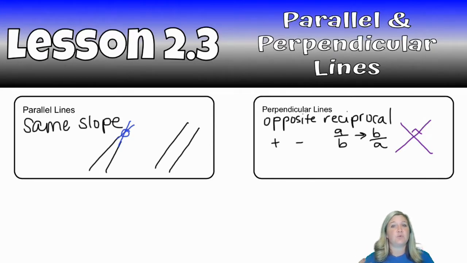Something that you want to keep in mind is that when you have a whole number, you can write it as the whole number divided by 1. So I can write 2 as 2 over 1, and whenever I flip that, that would be 1 over 2. All right, so keep those things in mind. You're looking specifically at the slopes of either parallel or perpendicular lines.